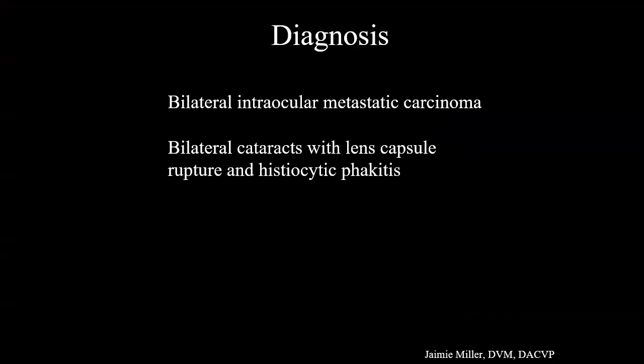It also had bilateral cataracts with lens capsule rupture in both eyes, both of them with histiocytic phakitis. Oftentimes, spontaneous lens capsule rupture in dogs is due to intumescent cataract, and with it being both eyes, I was wondering if maybe this dog could have also been diabetic on top of that. Just interesting things to consider. But for the metastatic carcinoma, often we think of a respiratory origin, so nasal cavity or lungs, which is highly suspected in this case.